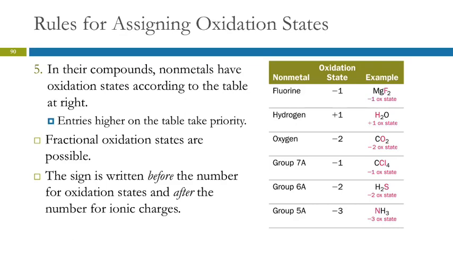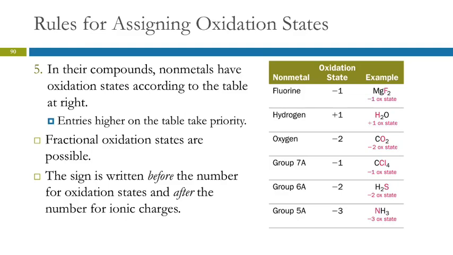Well, it's still a lot like the charge of an ion. So this is how I think of it. In a compound, these nonmetals would like to have an oxidation state that is the same as the charge they would have if they were an ion. So fluorine, if it was an ion, would have a charge of negative one, right? So it would like to have an oxidation state of negative one. A hydrogen ion has what charge? Plus one. So hydrogen would like to have that for its oxidation number, oxidation state. An oxygen ion has a charge of minus two. This is what oxygen would like for its oxidation state.